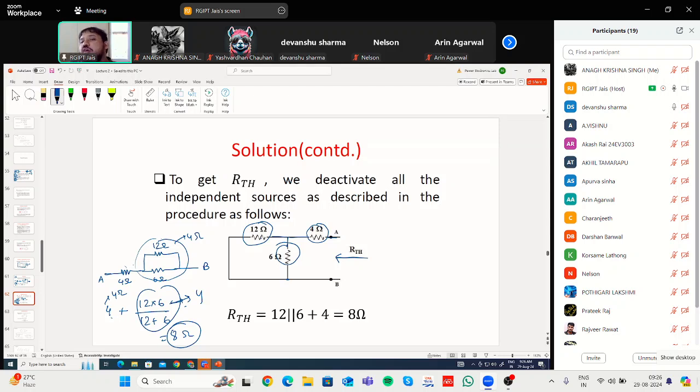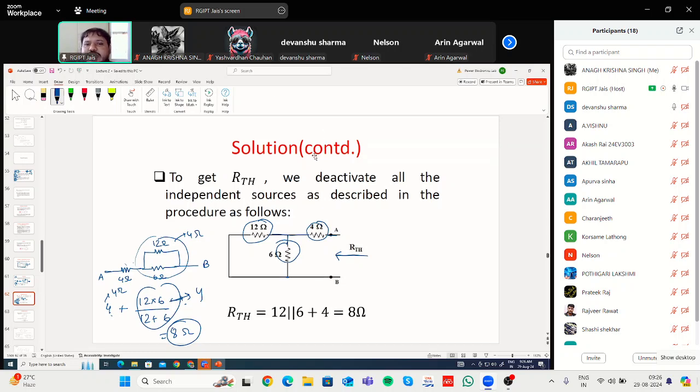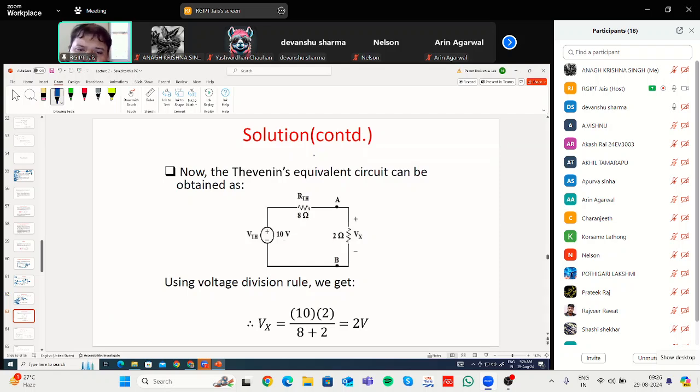The moment you have got this, now if you have any doubt, please let me know. So this is the second step. First step is to find VTH. Second step is to find RTH. If you have done this, then you have solved the problem. If you know VTH and RTH, then you simply connect RTH in series with the VTH, and then you have to reconnect the load. The load you have removed in the first step, now you are bringing back.